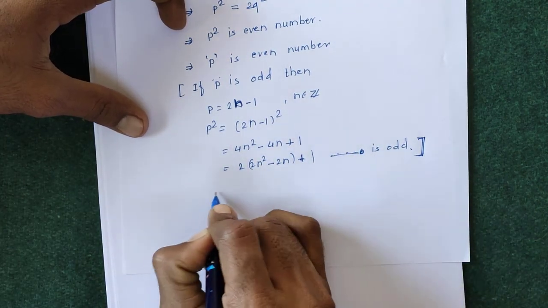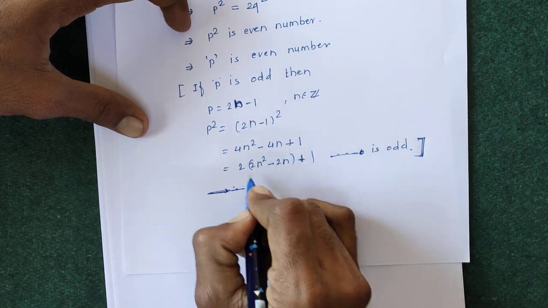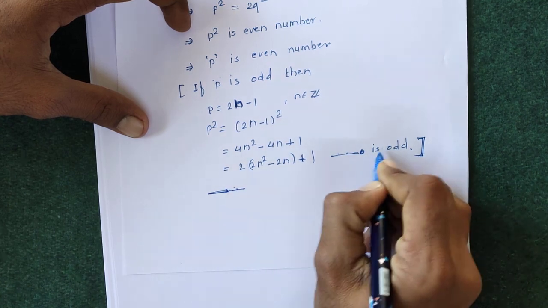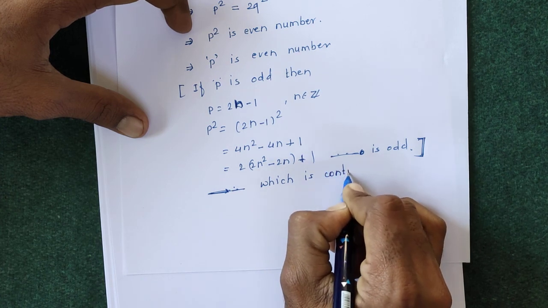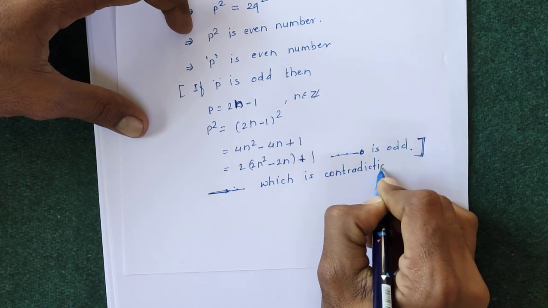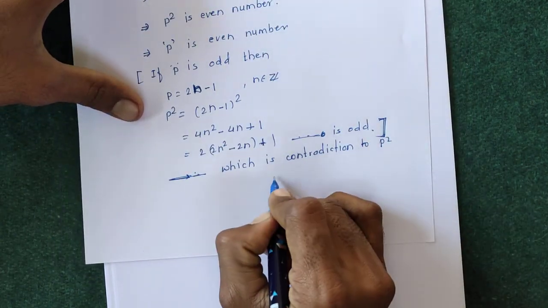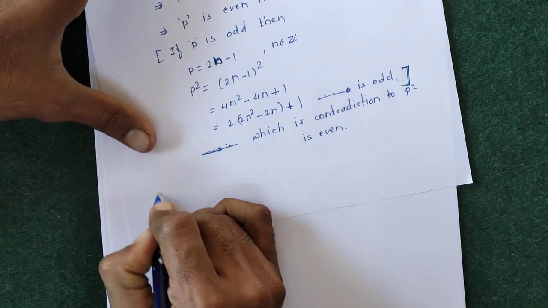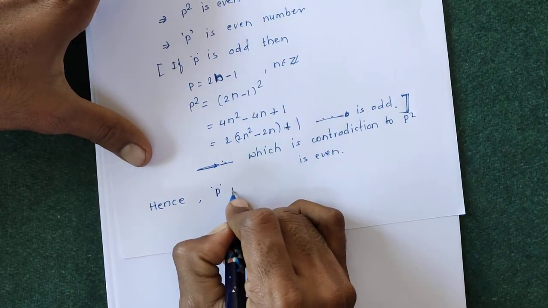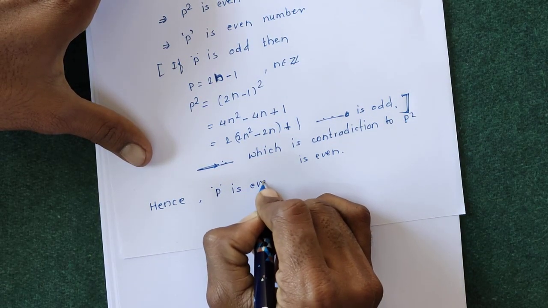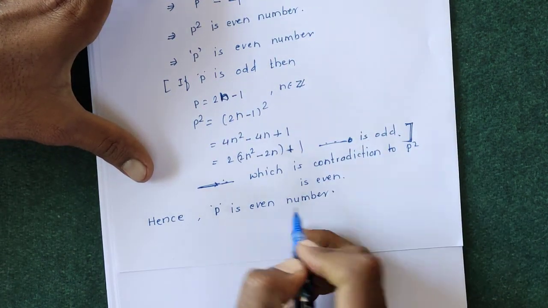Now this is contradiction. P square is equals to 2 into some k plus 1 is odd, and this is contradiction to p square is even, but our p square was even number. Hence our p must be even. P is even number. Now here p square is even implies p is even.